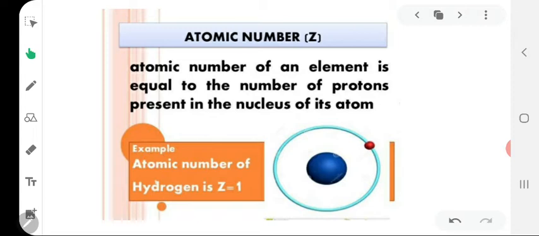Actually, the basic definition of atomic number was given by Sir Moseley in 1913. He said that the number of unit positive charges present in the nucleus of an atom is known as atomic number of the element. So, we can say that atomic number given by the alphabet Z is equal to number of protons, which is further equal to number of electrons.